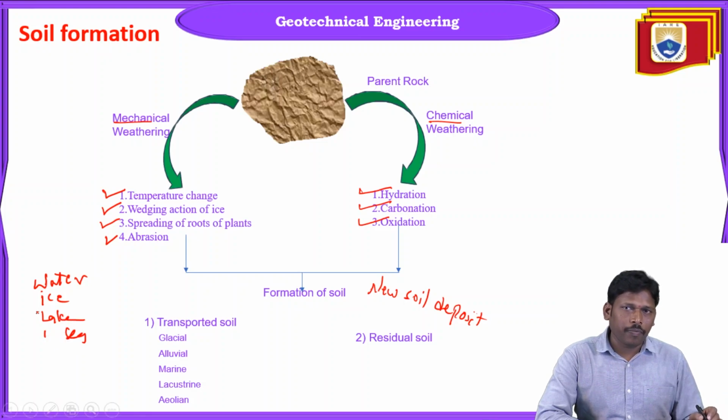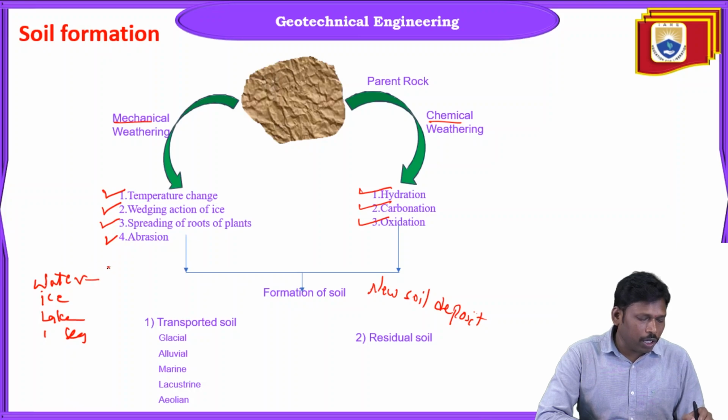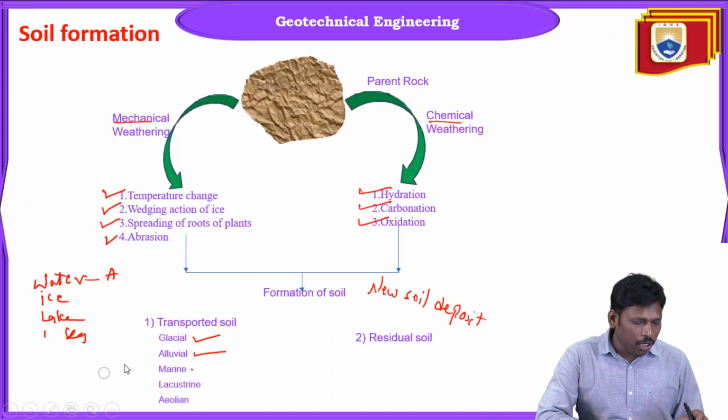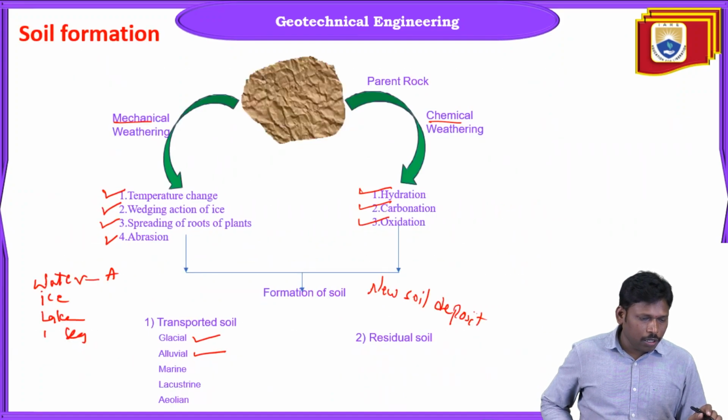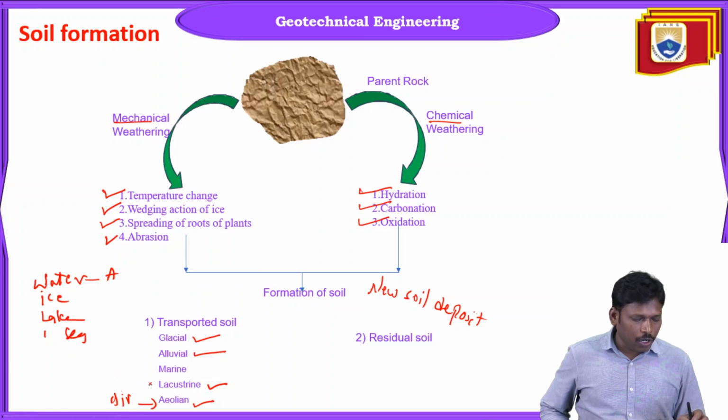So if the transporting agent is water, the type of soil which is formed due to this transporting agent is alluvial soil. And from the glacial ice, and marine, the type of soil is formed due to the transporting agent of seawater. Similarly from the lake water, lacustrine type of soil, and from air as a transporting agent, it will form the aeolian type of soil. And this is the transported deposit.